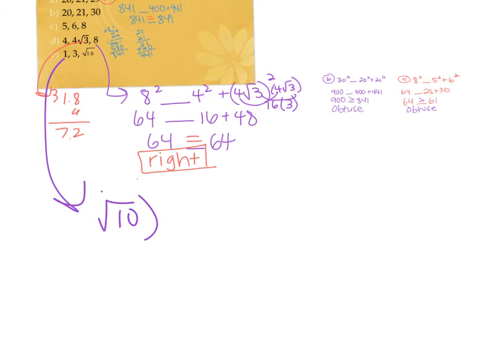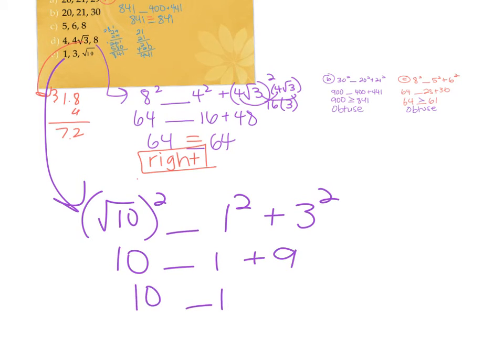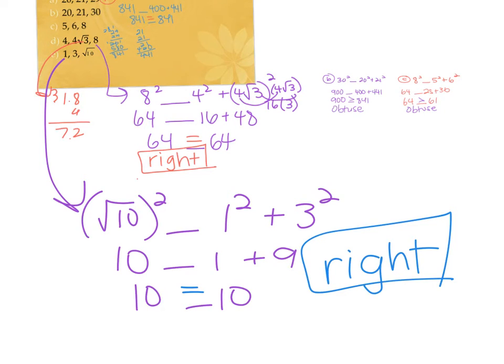So the square root of 10 squared has what relationship to 1 squared plus 3 squared? Square root of 10 squared is what? 10. 1 plus 9, 10, has what relationship to 10? It's equal, so this is a right triangle. So again, if you're not the best at approximating, once you've squared them, you can double check yourself. Once I've squared them and got rid of the radical, the largest number should be on the left. That's how you know you did it right.